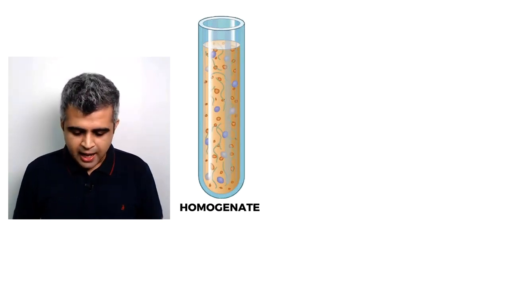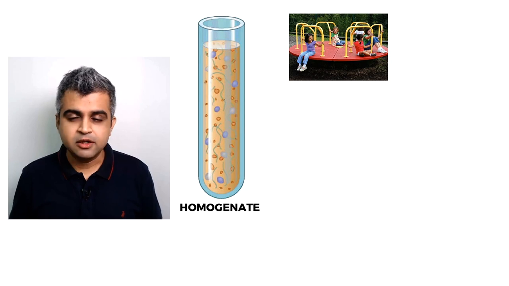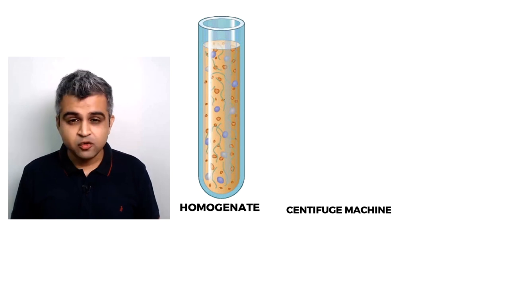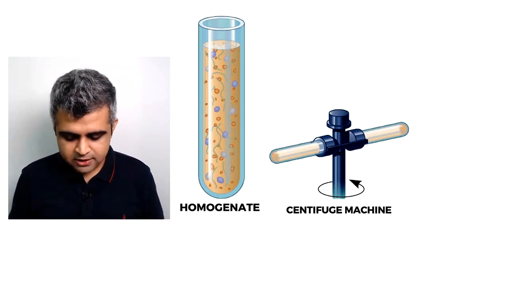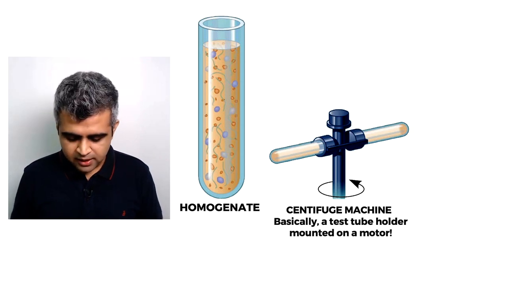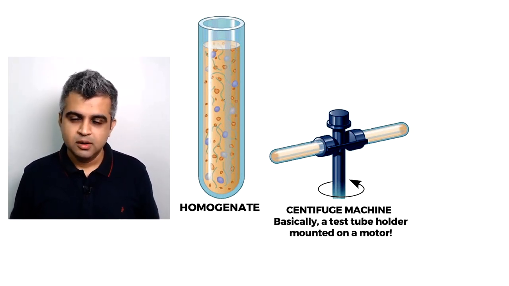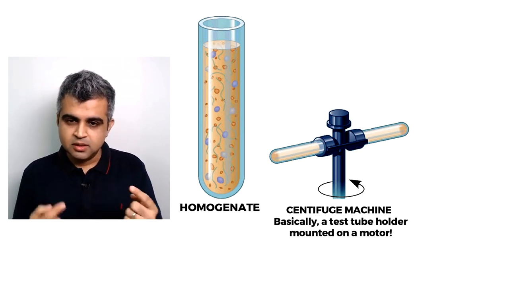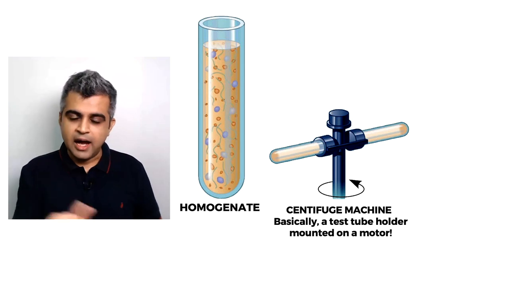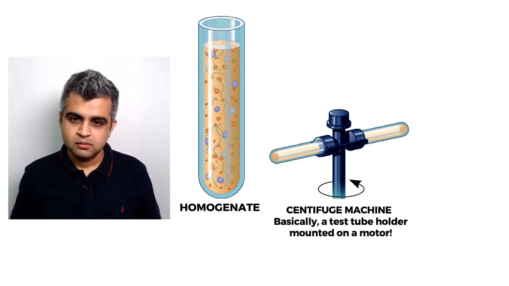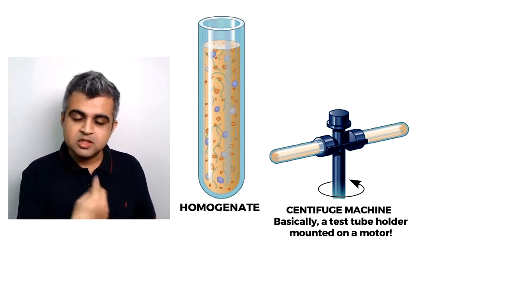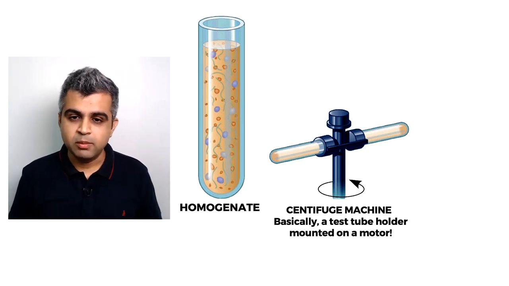You take the homogenate and you apply this principle to it, centrifugal force. You actually take a centrifuge machine which looks somewhat like this. As you can see, it is nothing but a test tube holder which is attached to a motor. Have a look at this diagram here. As the motor spins, the test tubes which are attached will also spin and will be exposed to centrifugal force. The better the motor, the faster this will spin, and the faster this will spin, more and more centrifugal force will be applied.